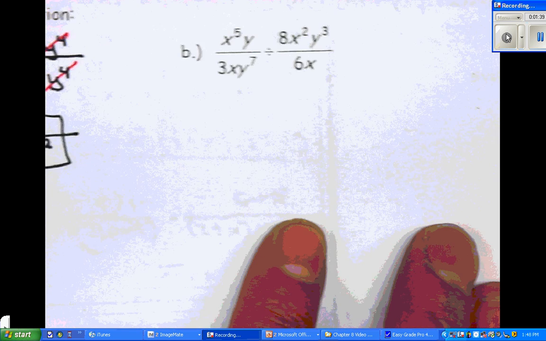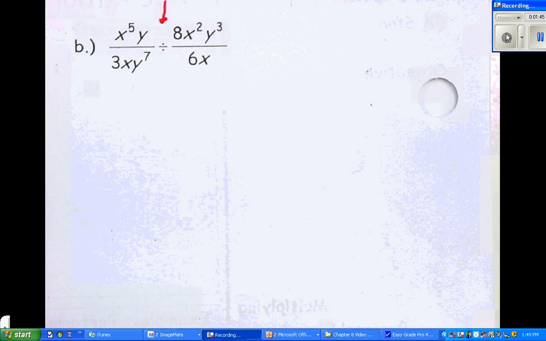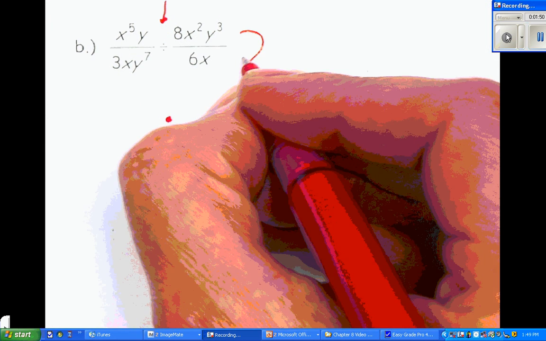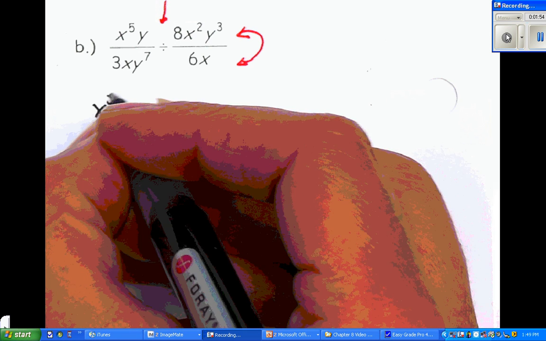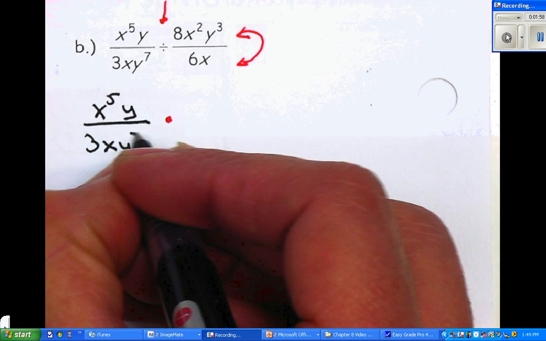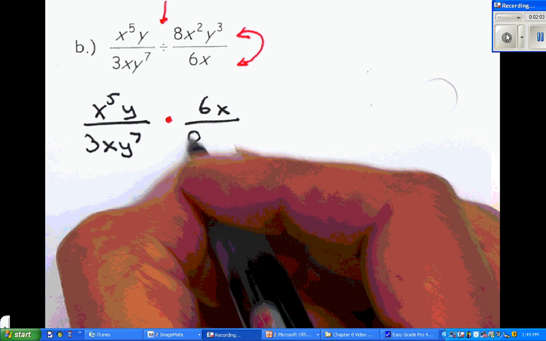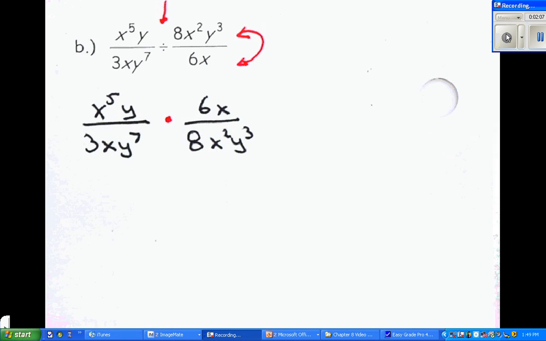Example B. We want to be able to simplify this, and if you notice, we have a division. So the first thing we want to do is change it to multiplication by flipping the second fraction. We have x to the 5th y over 3xy to the 7th. The first fraction does not change. 6x on top, 8x squared, y to the 3rd power on the bottom.